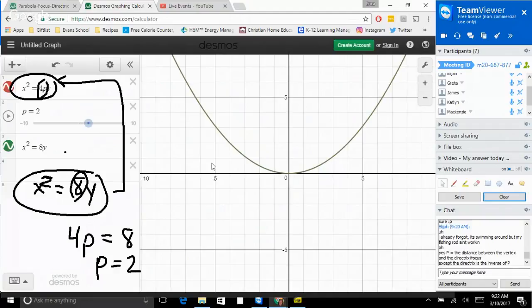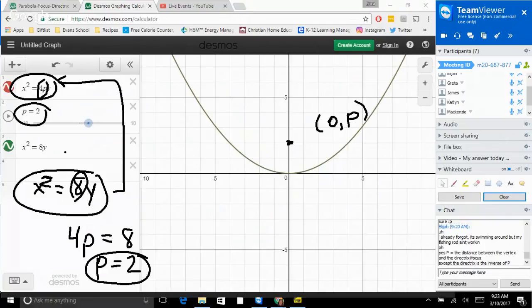So why do I care what P is, right? Because P is really important in telling us where the focus point is and the directrix. So the focus is always at (0, P). Since we figured out that P is 2, the focus point of this parabola is right here. This is my focus point.